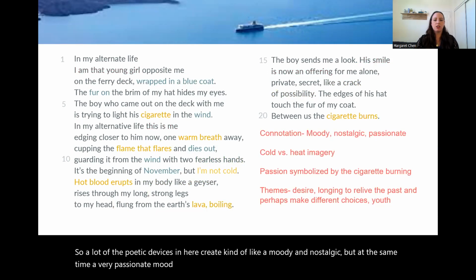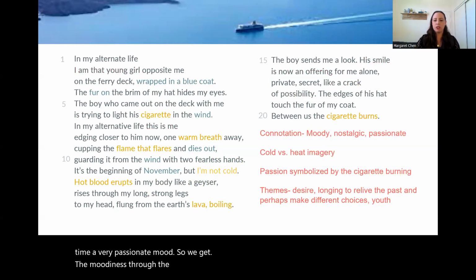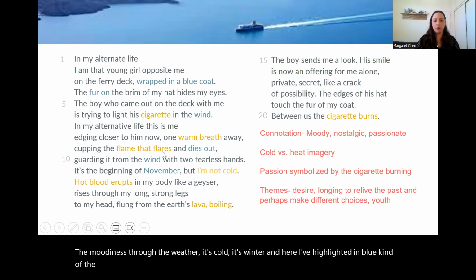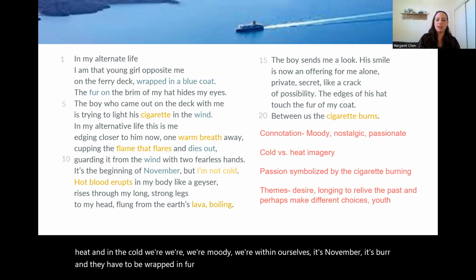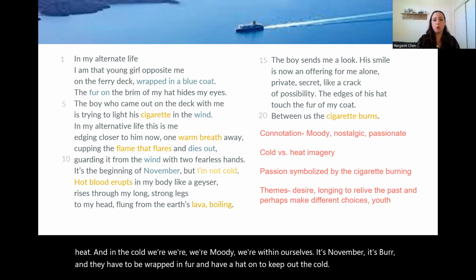So we get the moodiness through the weather. It's cold, it's winter. And here I've highlighted in blue kind of the cold versus in the orange, we have the warm, the heat imagery. So cold versus the heat. And in the cold, we're moody, we're within ourselves. It's November, it's burr, and they have to be wrapped in fur and have a hat on to keep out the cold. And it's nostalgic.